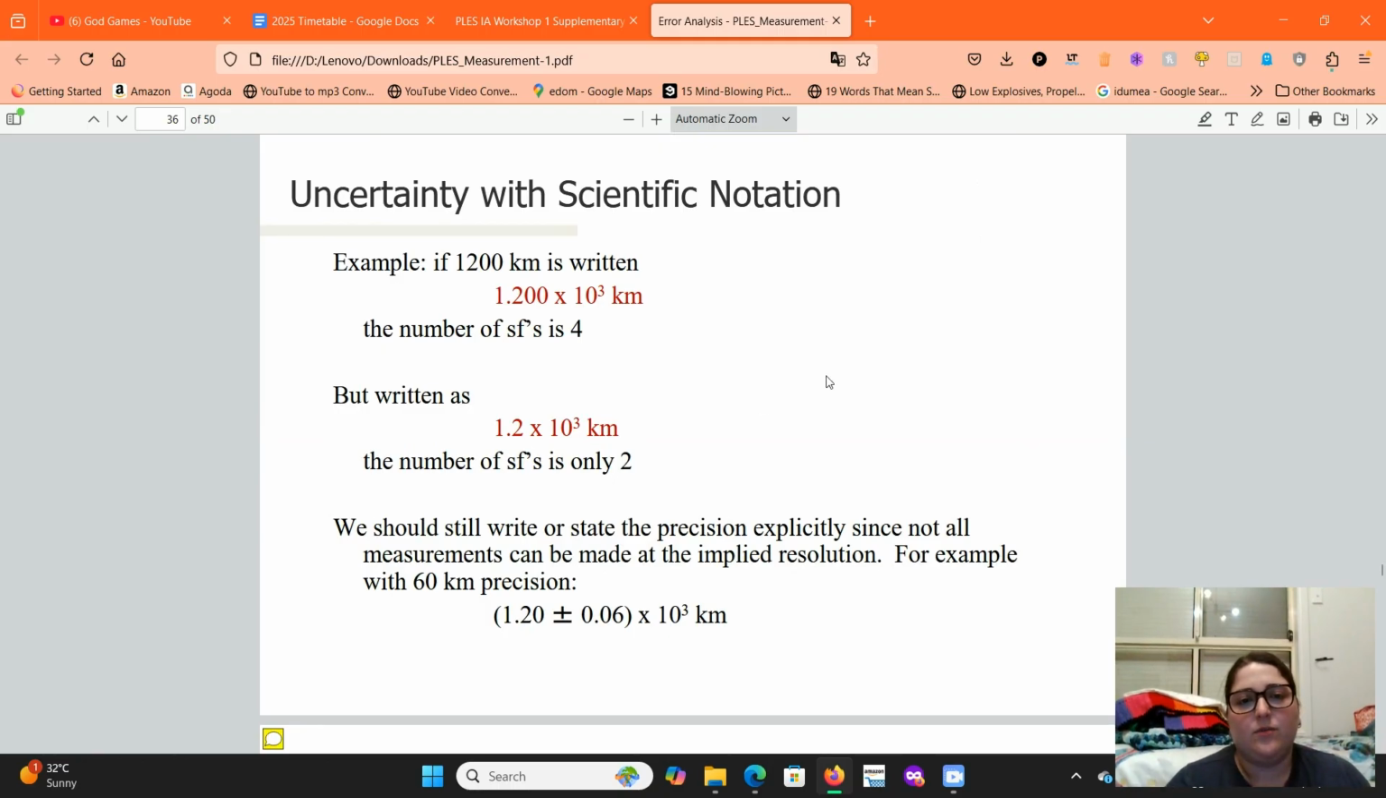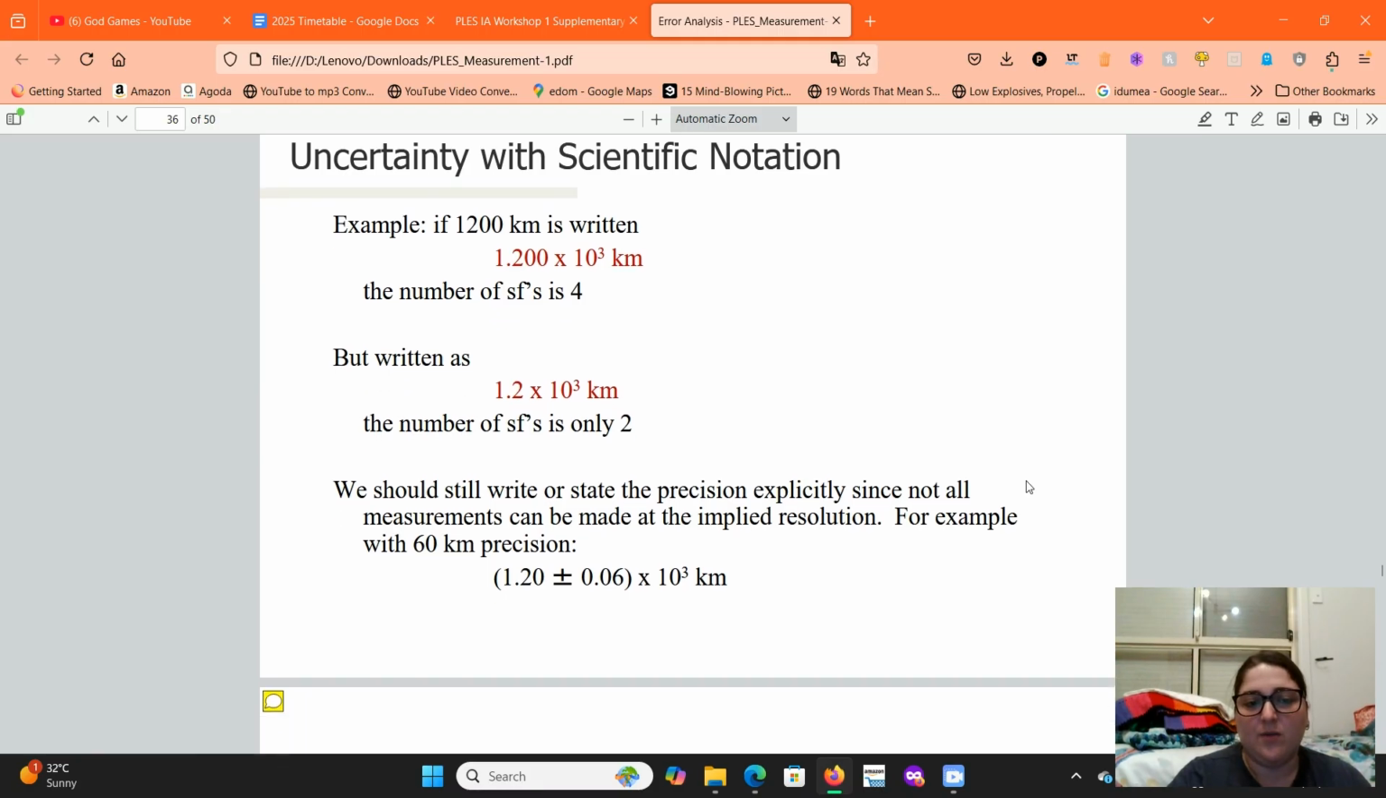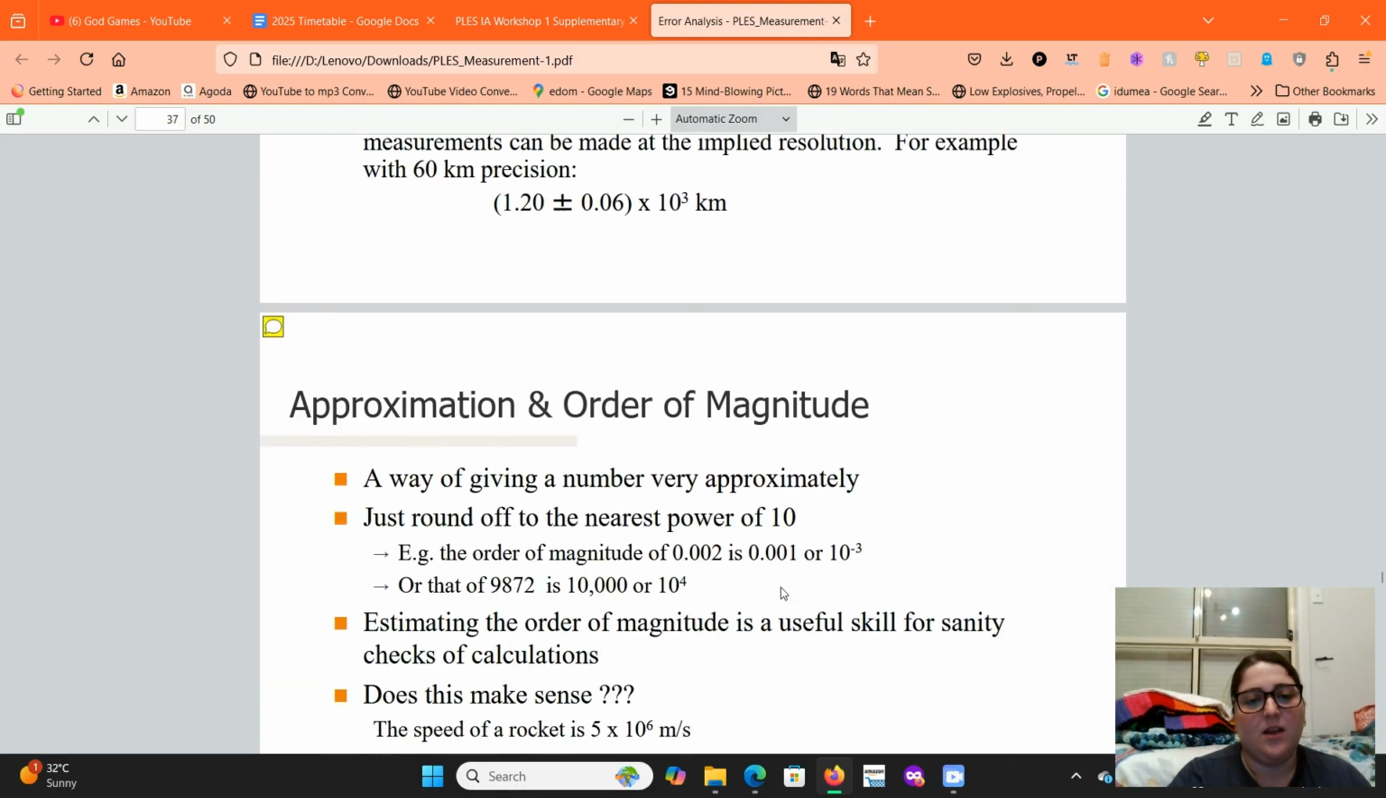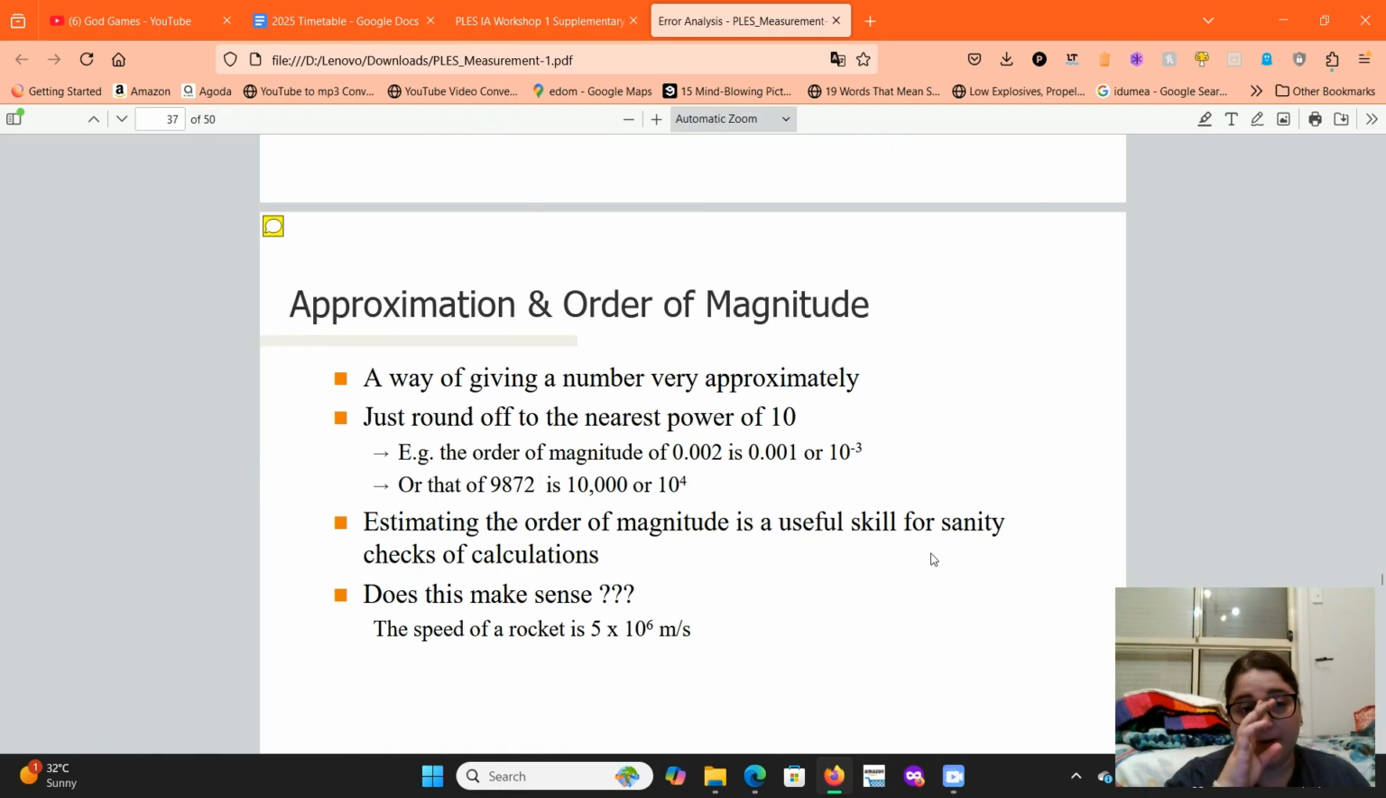So, uncertainty with scientific notation. For example, if 1,200 kilometers is written 1.2 times 10 to the 3 kilometers, the number of significant figures is 4. But if it was written as 1.2 times 10 to the power of 3, the number of significant figures is only 2. We should still state the precision explicitly, since not all measurements can be made at the implied resolution. For example, with the 60 kilometers precision: 1.02 plus or minus 0.06 times 10 to the power of 3 kilometers. That's always pretty much. Alright.